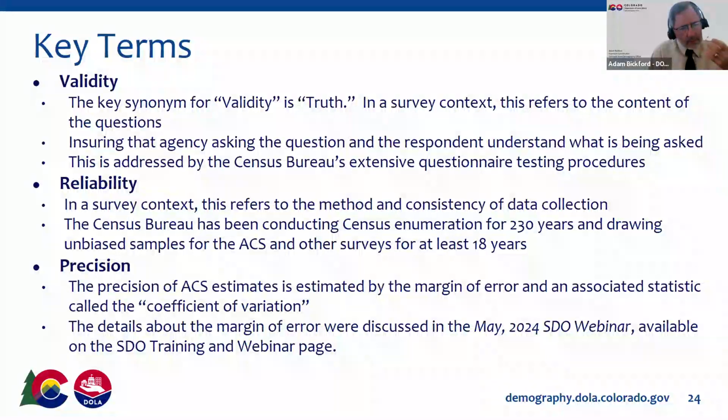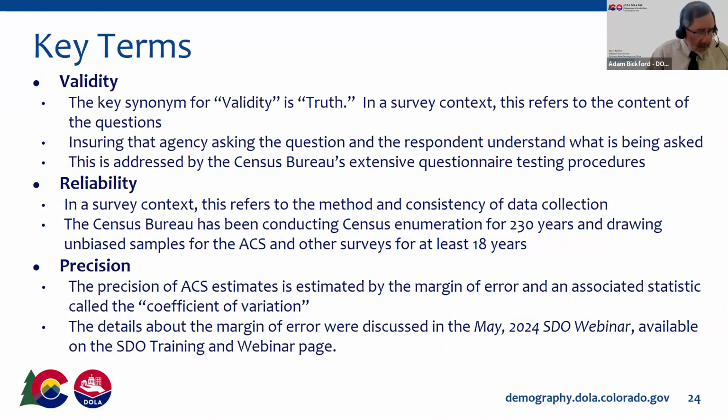So when we talk about validity, the synonym for validity is truth. In a survey context, this refers to the content of the questions. It's really important in a survey context that whoever is asking the question and whoever is responding to the question understand what's being asked. And the Census Bureau is constantly testing out questionnaires, questions and developing questionnaires to help understand that communication issue and help to make sure that the questions are as clear as possible.